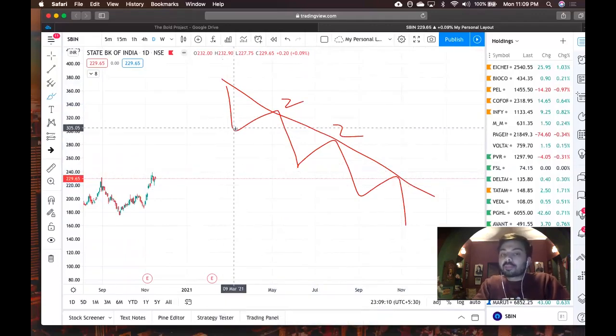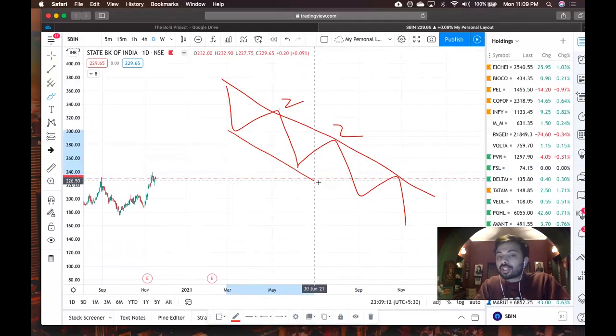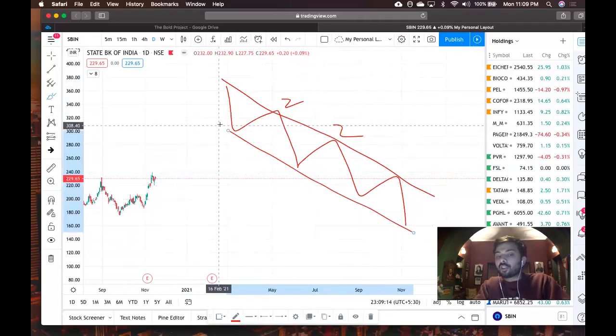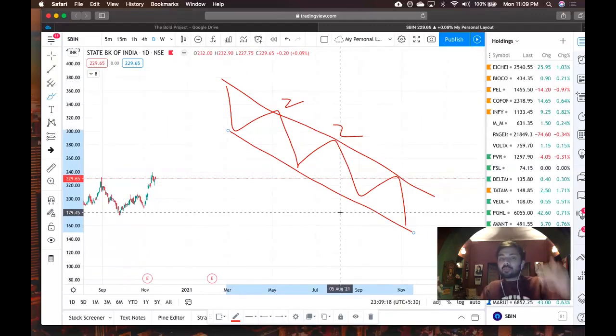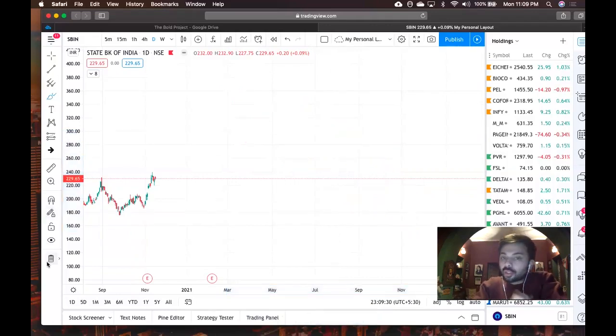At the same time, my dynamic support will come out to be this level. If I join my lows, the lower lows, I will get my dynamic support. So I am again moving in that support resistance range. The concept is the same, but rather than moving straight, I am moving in a diagonal way, projecting where I can be in the future. Do the concepts of breakouts also apply here?